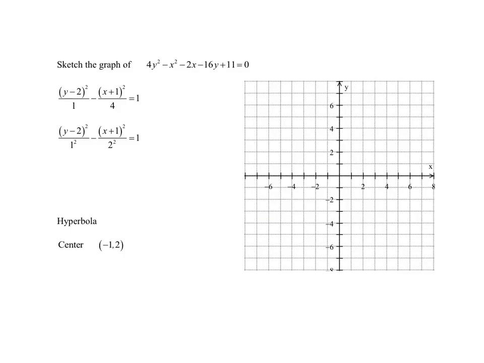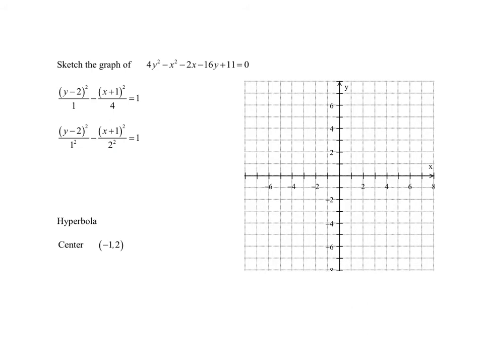Okay, I've taken the information from the previous slide. Here's the equation I'm trying to graph. And we wrote it here in standard form. And then at the last step, I just took these denominators, 1, and wrote it as 1 squared, and 4 as 2 squared. Now we need to find the center of this hyperbola.